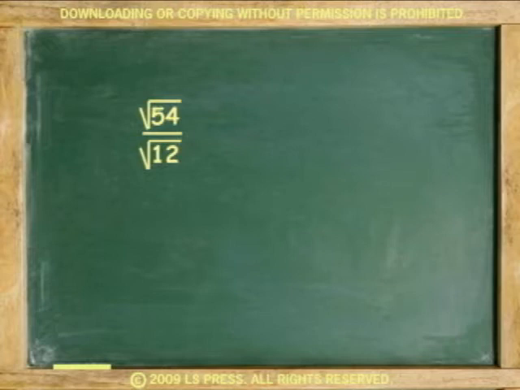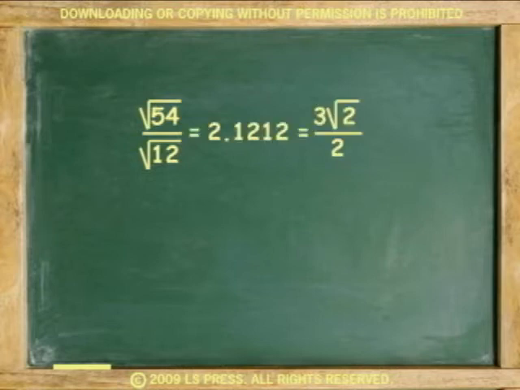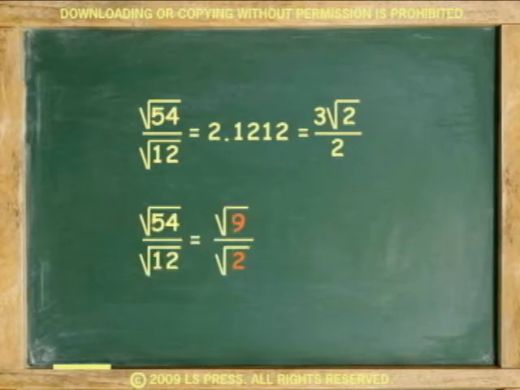Radical 54 over radical 12. In here, for example, the value of the starting fraction using the calculator is 2.1212, which is the outcome of the simplified version. In other words, because you get the same outcome, 3 radical 2 over 2 is the simplification of radical 54 over radical 12. See the work as it unfolds.